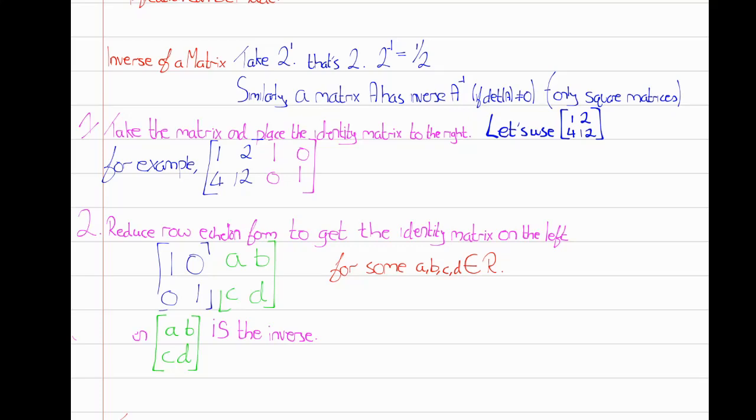So take this matrix and place the identity matrix to the right. So what we're going to do is use 1, 2, 4, 12. We're going to place 1, 2, 4, 12 on the left and the identity matrix of size 2 on the right. We're then going to reduce this matrix down to reduced row echelon form. And once we do that, we're going to have A, B, C, D over on the right here. That's going to be our inverse.